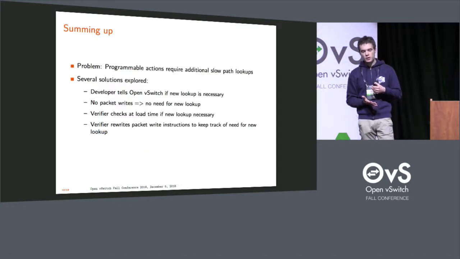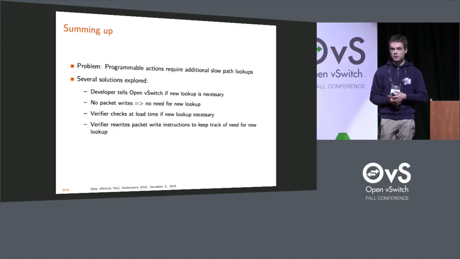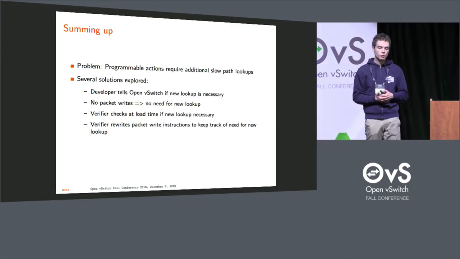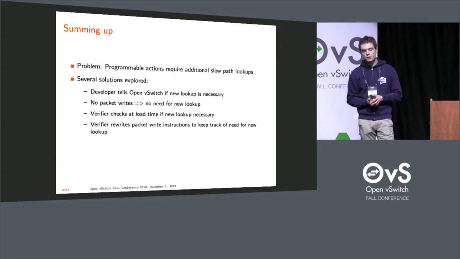To sum up, we try to address the issue of programmable actions and the fact that they require some slow path lookups and diminish the number of cases in which we're going to recirculate packets. So I went over a few solutions. In the first one, the developer tells Open vSwitch whether a new lookup is necessary, and so we rely on knowledge from the developer. In the second one, we actually prohibited all packet writes. And then I looked at two cases where we rely on the verifier to do some of that work for us.